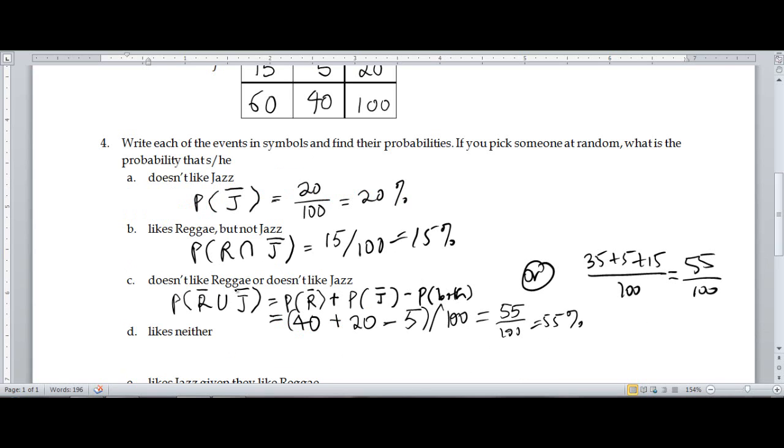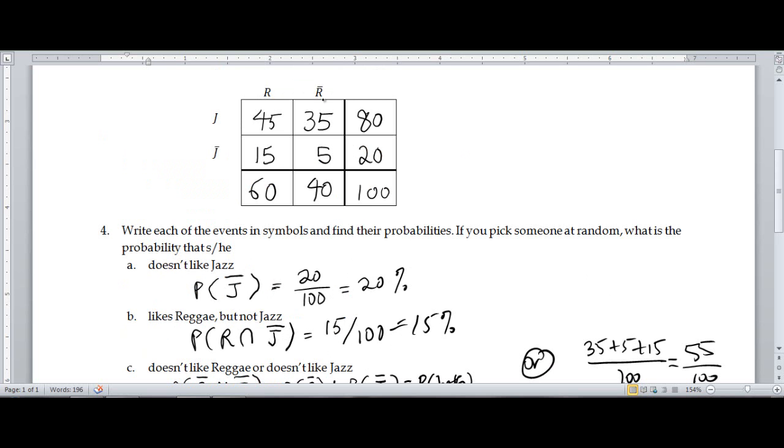How many like neither? They don't like reggae and they don't like jazz. Well, that's just looking at the table. So remember, likes neither means they don't like reggae and they don't like jazz. From the table we can see not reggae, not jazz. That's 5 people.